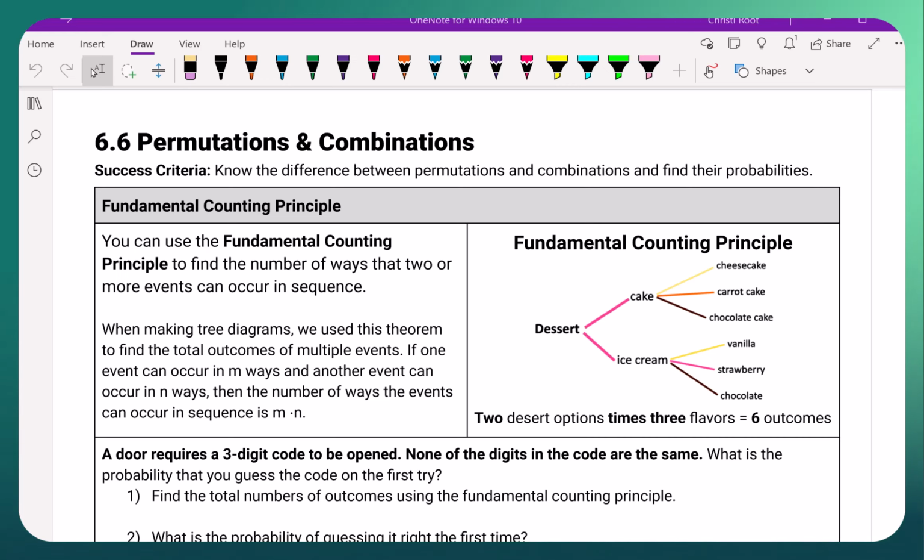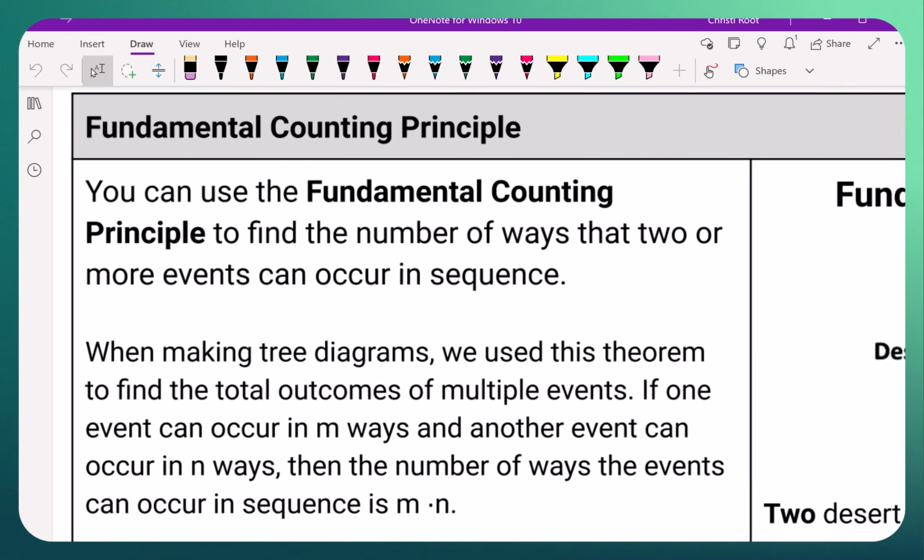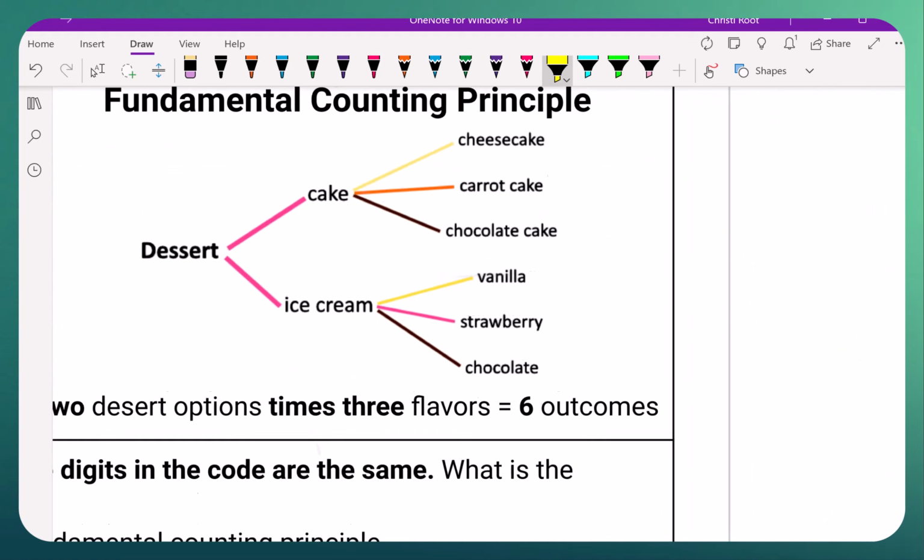Okay, so this lesson is on section 6.6, Permutations and Combinations, but we also study something called the fundamental counting principle. So go ahead and highlight that. We have already actually used the fundamental counting principle. I just kind of snuck it into your lessons earlier in chapter 6. So I promise you've done it.